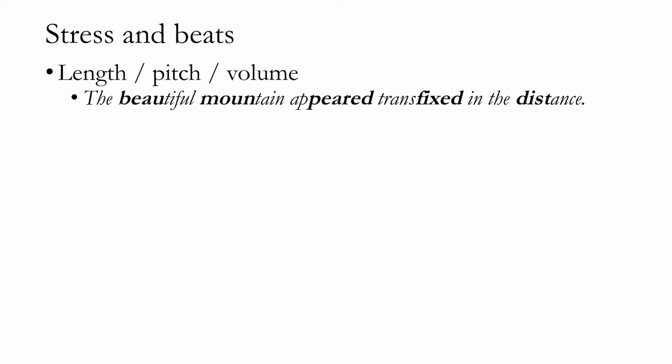Let's look at how this might apply to language. In this sentence, I have obviously many, many syllables, but there's only a few stressed syllables. So butte and beautiful, mount and mountain, peered and appeared, fixed and transfixed, and dist and distance. What I do as an English speaker is I tend to give 5 beats to this. There's 5 stressed syllables, so I'll speak it with 5 beats.